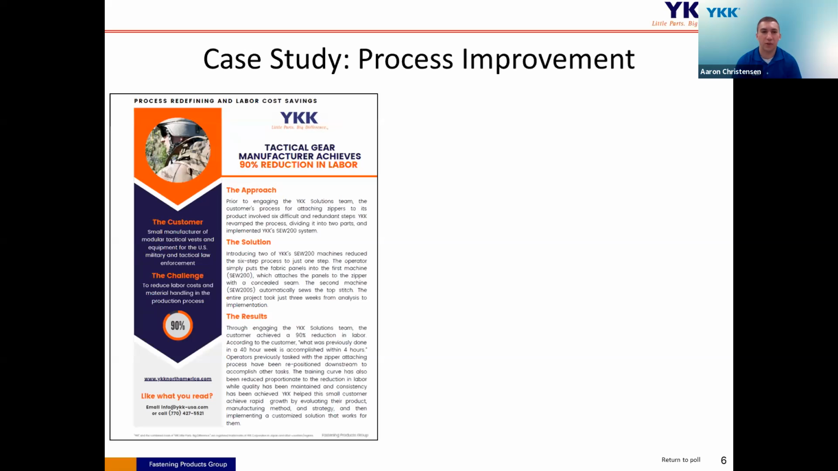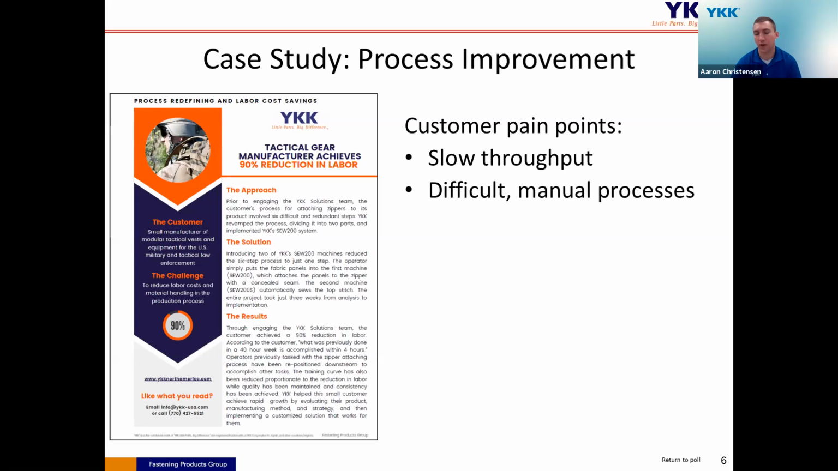Here's another example. This is a tactical gear manufacturer. They make bags and vests for the military and for the police. Now I'm talking about a specific product line in this example. The customer was having really slow throughput. It was a difficult and manual process.